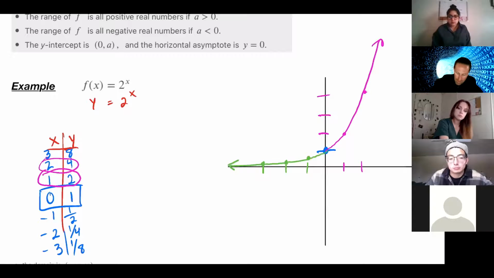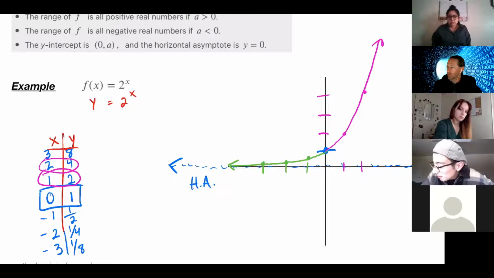I'm going to do this, and to show them that that does not actually hit the x-axis, I'm going to draw, what do we call this? Horizontal asymptote. Very good. I like that you added in the horizontal, Kevin. That is called a horizontal asymptote, which is a line. And therefore, you should be able to give me the equation of that line.